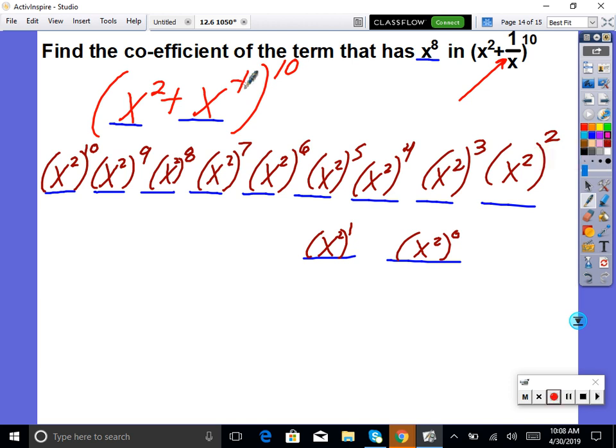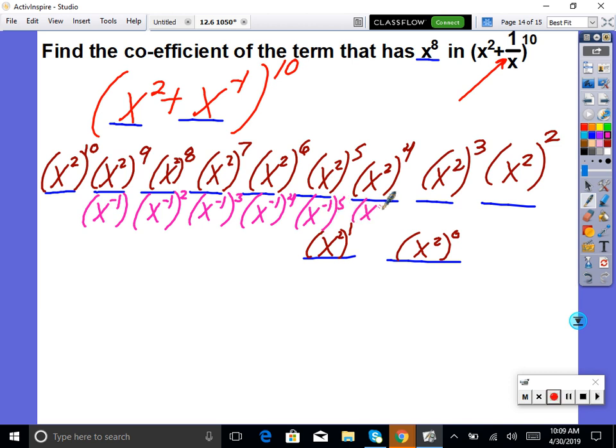Okay, what's our back thing? x to the negative 1, isn't it? So isn't this? Okay, let's think here. So we have x to the negative 1 to the 0. This will be x to the negative 1 to the first. True? x to the negative 1 squared. x to the negative 1 cubed. x to the negative 1 to the 4th, fifth, sixth, 7, 8, 9, 10.